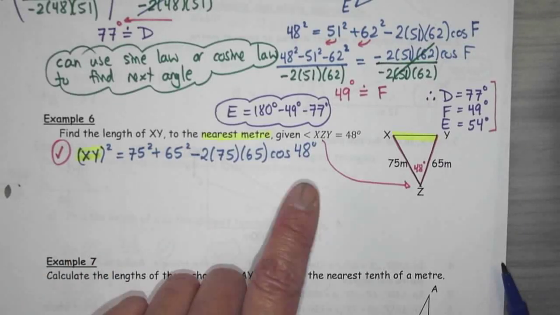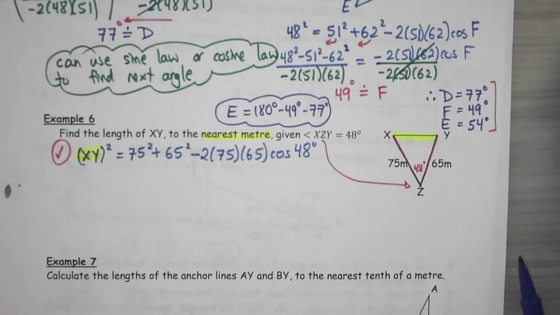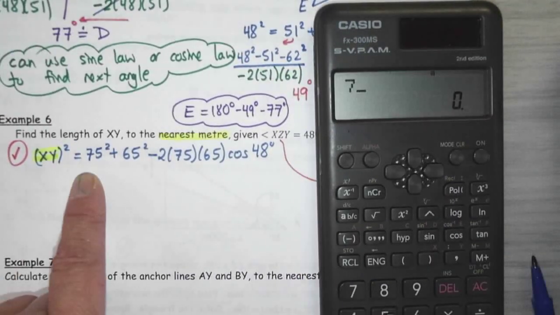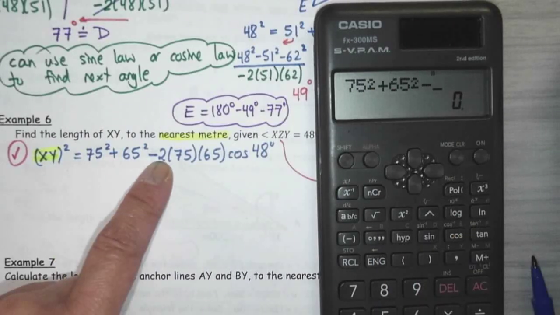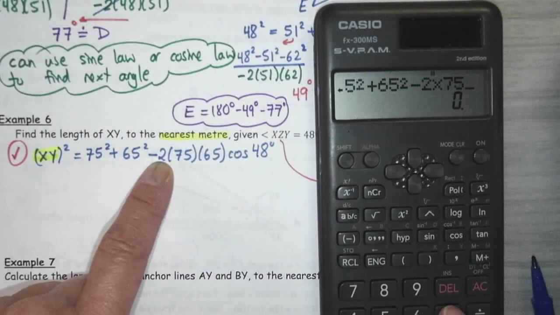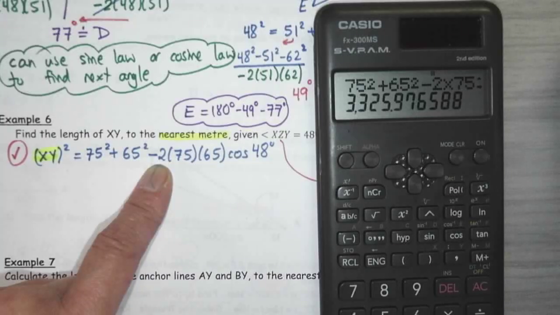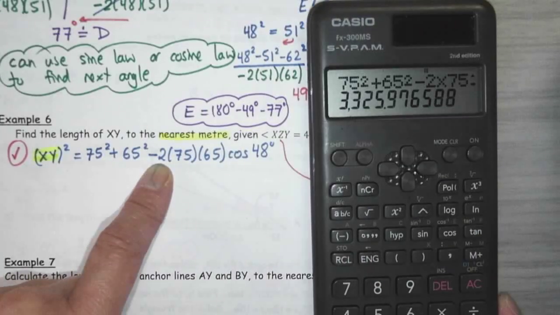Okay, so that's my first line. You don't have to do the formula with the letters only. This is perfect. So punch all this in. Again, I wanted to practice 75 squared plus 65 squared minus 2. You can do times or bracket, times 75 times 65, and then cos of 48. You get that. 3,325 something. I don't want you copying that down.